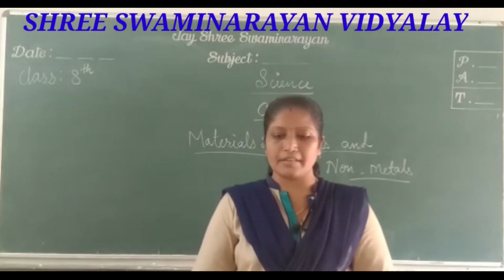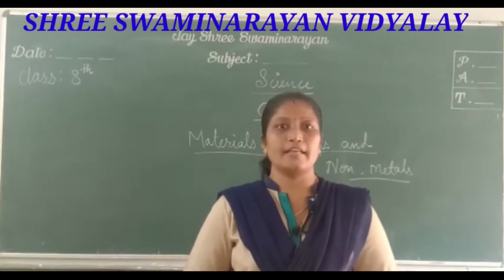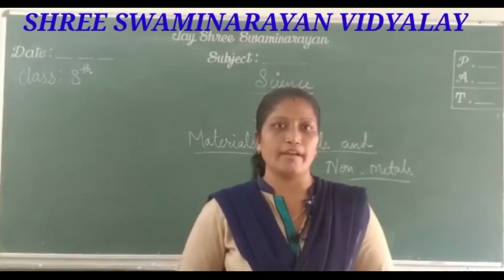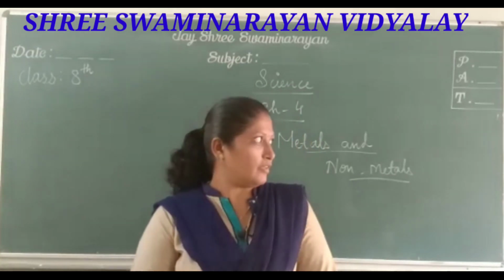That thing which occupies space and has mass is called matter. For example, this table, chair, benches which are lying in the class, they all occupy space, so they are called matter. Then what is an element?